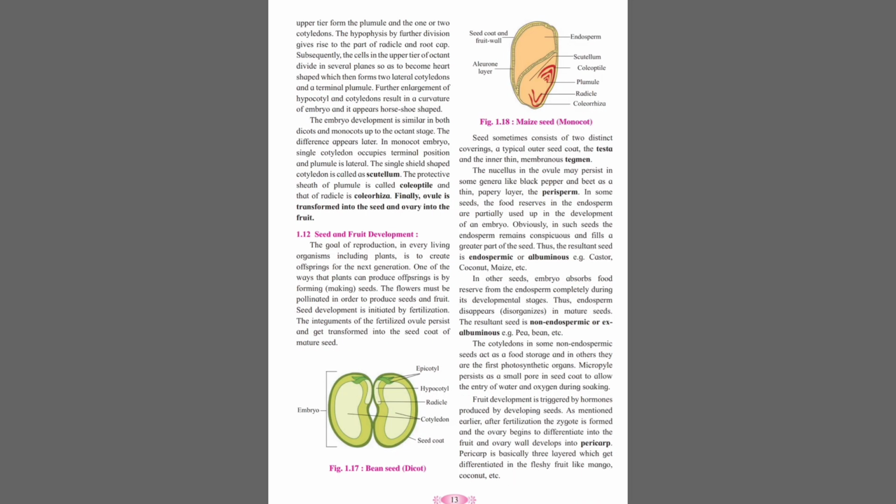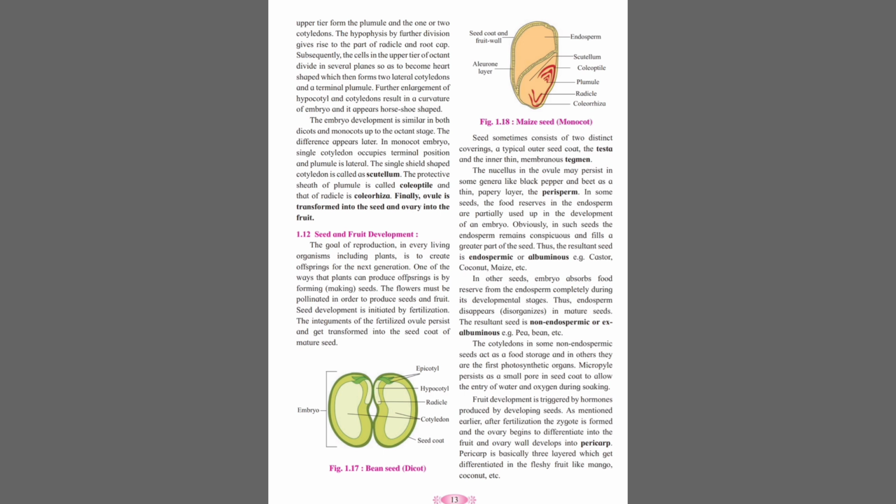Image 4. Monocot seed and dicot seed. Fig 1.18. Maize seed, monocot. This diagram shows the structure of a maize corn seed, highlighting the pericarp, endosperm, starchy part, scutellum, cotyledon, plumule, and radicle. The text explains that the maize seed is a fruit with a fused pericarp and seed coat. Fig 1.17. Bean seed, dicot. This diagram illustrates a bean seed, showing the two cotyledons, plumule, and radicle.